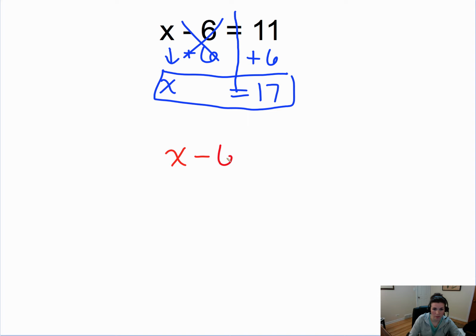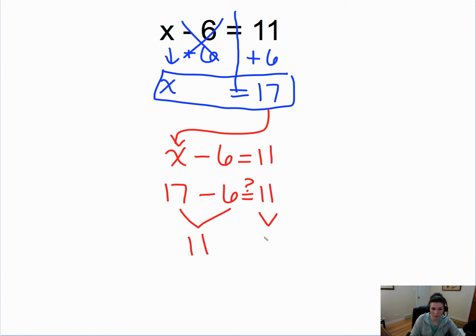So again, I'll take the original equation, but instead I'll plug in 17 in place of x. And I want to see, does that equal 11? 17 minus 6 is 11. This is 11, and they're equal to each other, so we did it correctly.